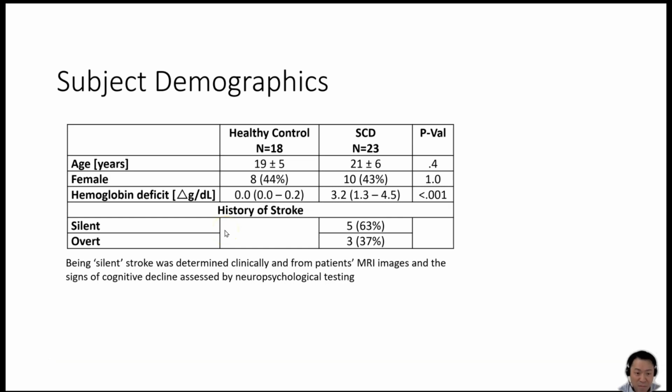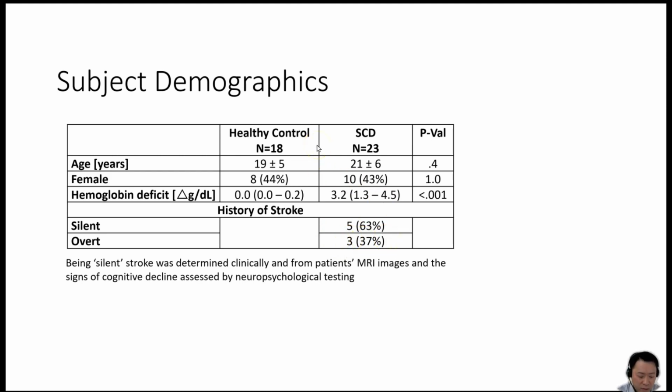Now let's look at the model effect on the grand average scale. So this is all the subjects we had. There are 18 healthy controls and 23 sickle cell disease patients, around the age of 20, with about the same number of females and males. You can see that the hemoglobin deficit is definitely there on the sickle cell disease side, and there are cases of silent and overt stroke in sickle cell disease.